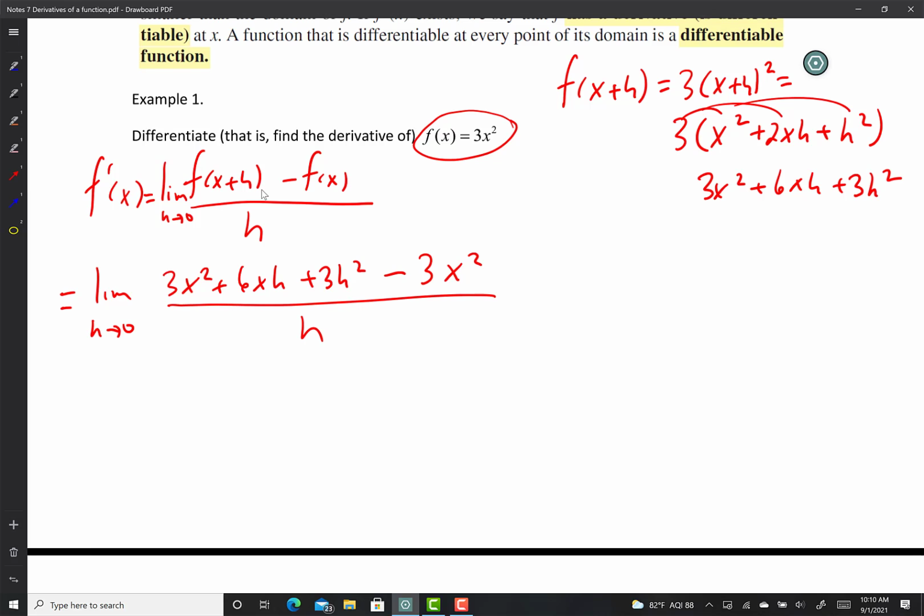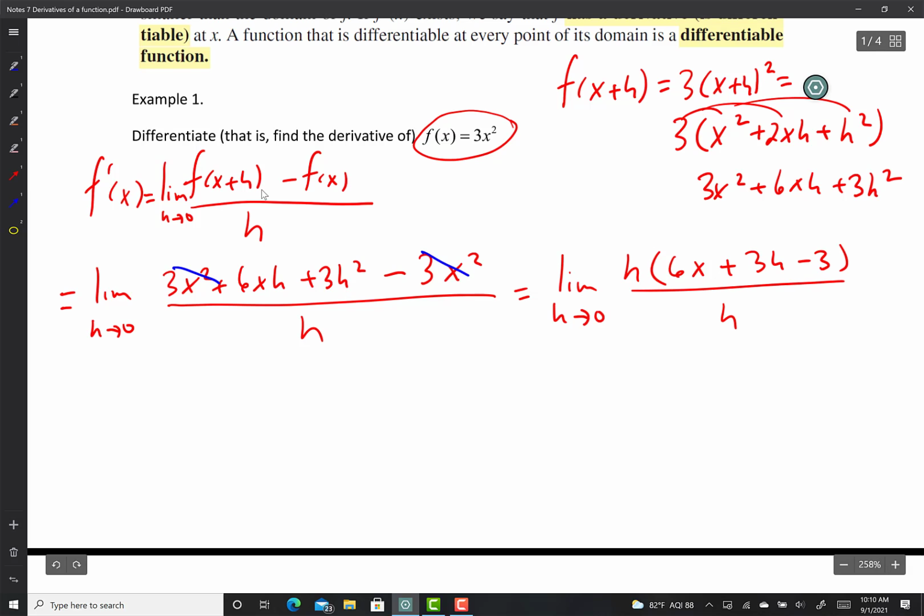What's going to cancel out? The 3x squareds cancel out, and now I just have h's there. So now I can factor out an h. I'm going to keep writing the word limit. Some of you guys are forgetting to write the word limit. We didn't take points off, but make sure in the free response that if you haven't evaluated it, you continue writing the word limit. 6x plus 3h minus 3 all over h. H's cancel out. What is h approaching? Wait, yeah, 3h. Well, it was 3h squared, right? Because they canceled out. Oh, yeah.